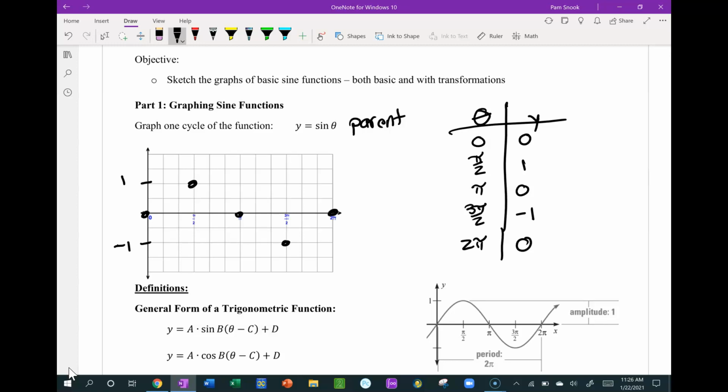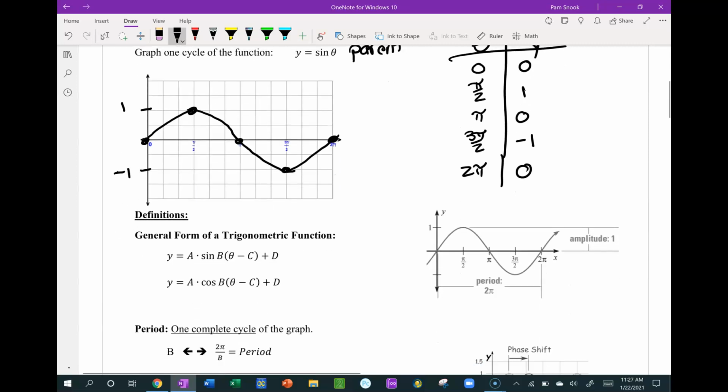And now all I have to do is sketch the curve. Now make it smooth. So up, I hit my maximum. Now I'm going to turn, go back down to midline, back to the minimum, and back up to the max. Try to make that as smooth as you can.